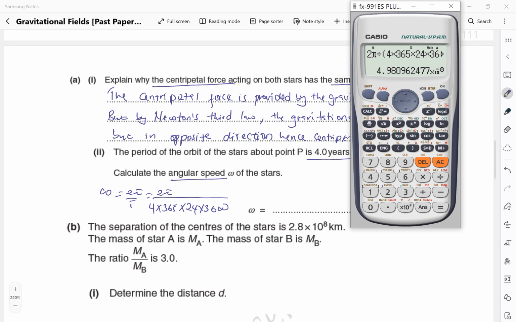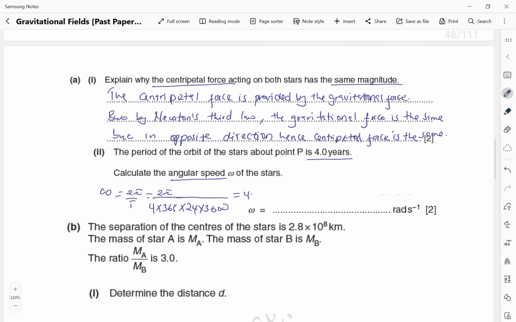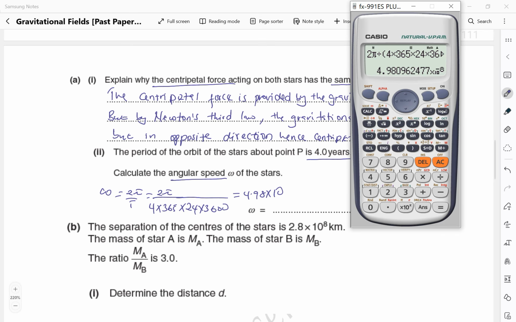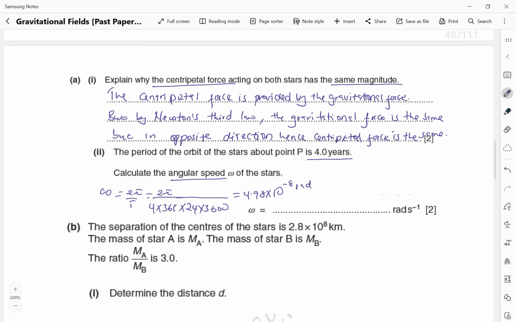So this is 4.98 times 10 to the power of -8 radians per second. Since they gave this to two significant figures, I'll round this off to 5.0 times 10 to the power of -8 radians per second.